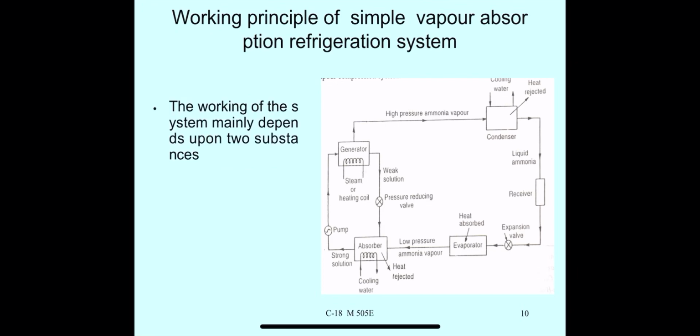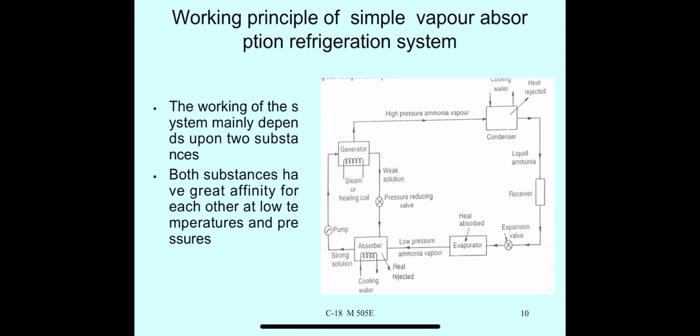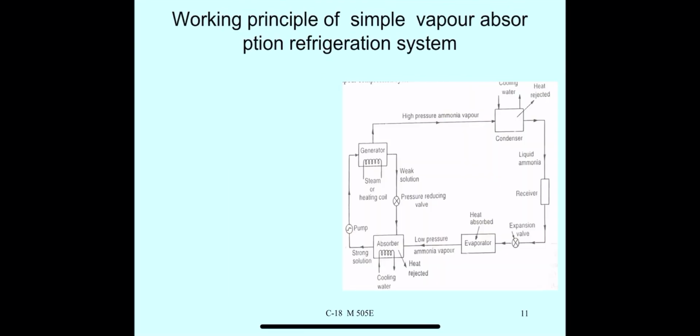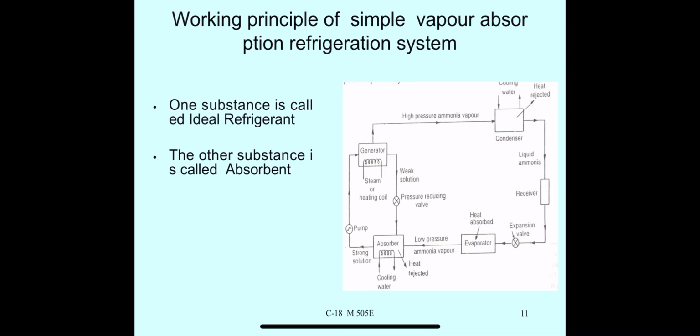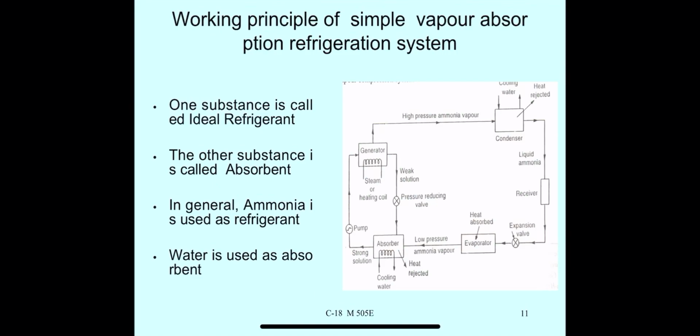The working mainly depends upon two substances. Both substances have great affinity for each other at low temperature and low pressure, and they can be easily separated by the application of heat. In this working principle, one substance is called the refrigerant and the other substance is called the absorbent. In general, ammonia is used as the refrigerant and water is used as the absorbent.